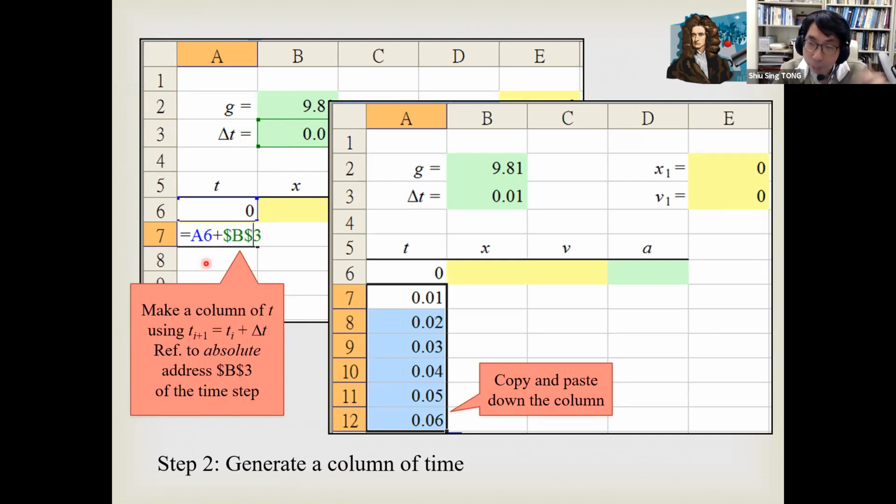When I copy and paste downward, I want the A6 to change because I always refer to the previous time. So it automatically changes, but the B3, the time interval, remains constant. When I write this and press enter, I get 0.02. And when I copy and paste downwards, copying the whole column, I get all the numbers.